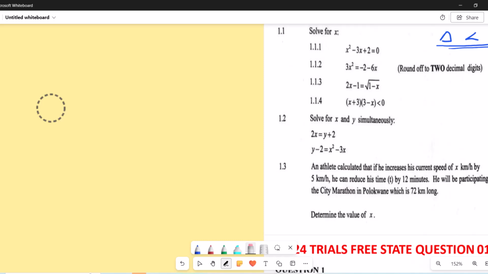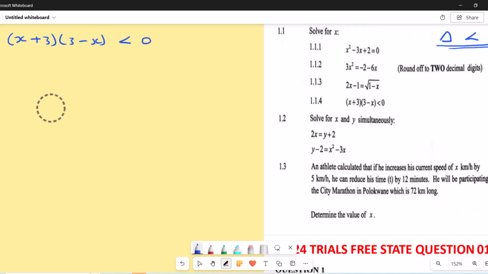Now in this case we have to solve the inequality again. If you check here, we have x plus 3 multiplied by 3 minus x, and they are saying less than 0.